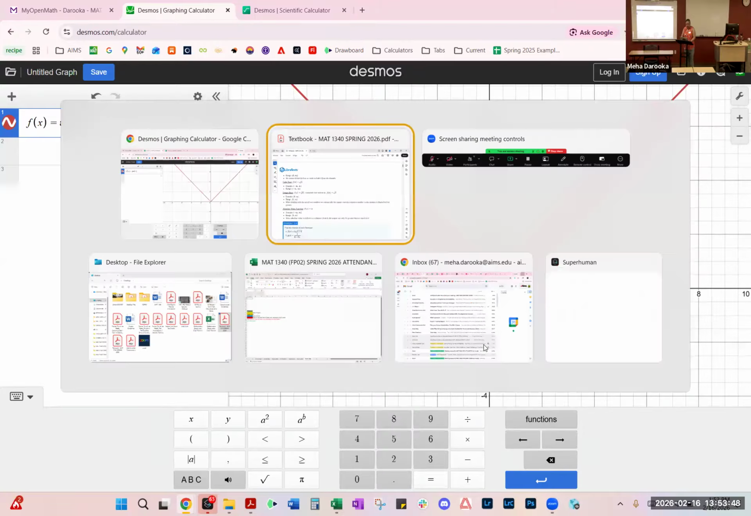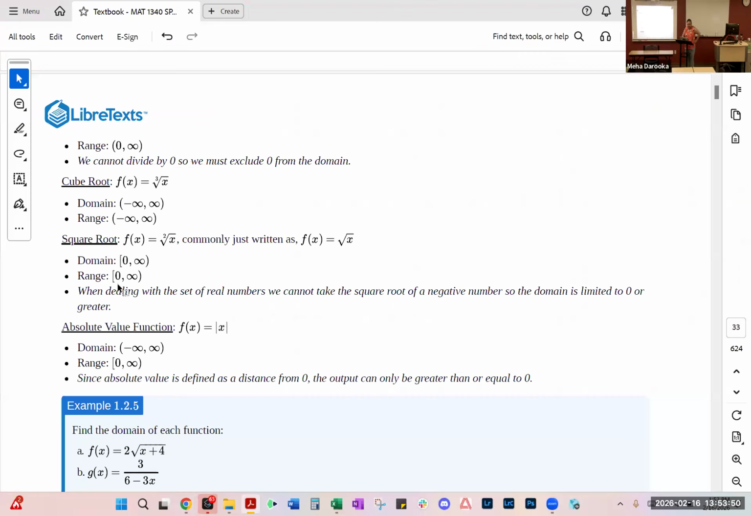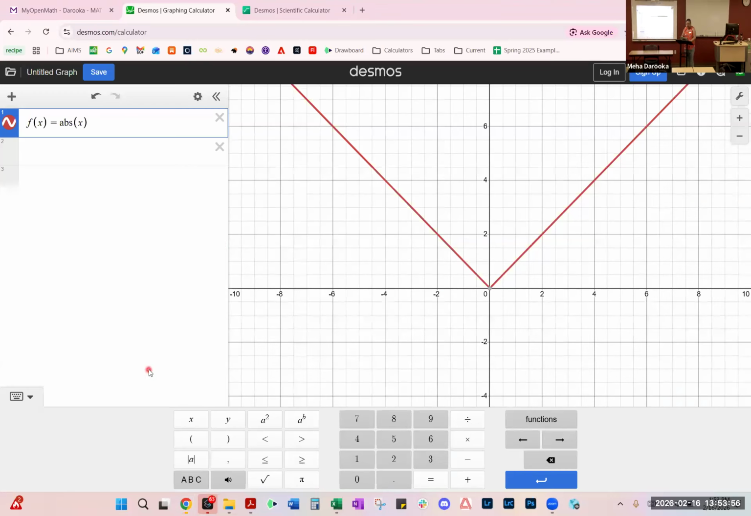So your domain for the absolute value function, as you can see, is all real numbers. But when you look at the range, the output values, you will see we start at 0, and then of course both the arms of your absolute value are going upwards, right? So that tells you that you will have positive y values, but not negative.